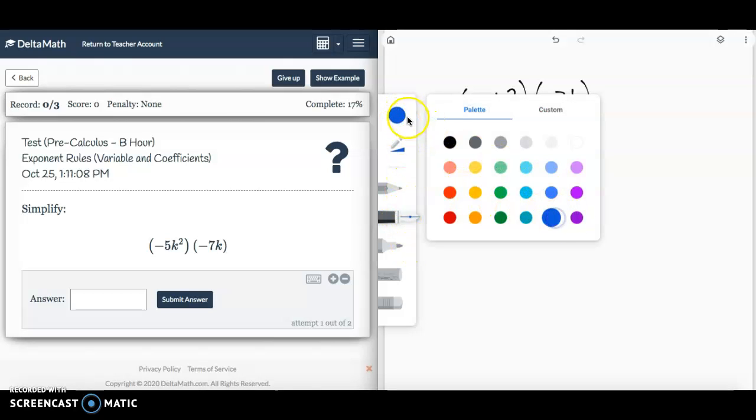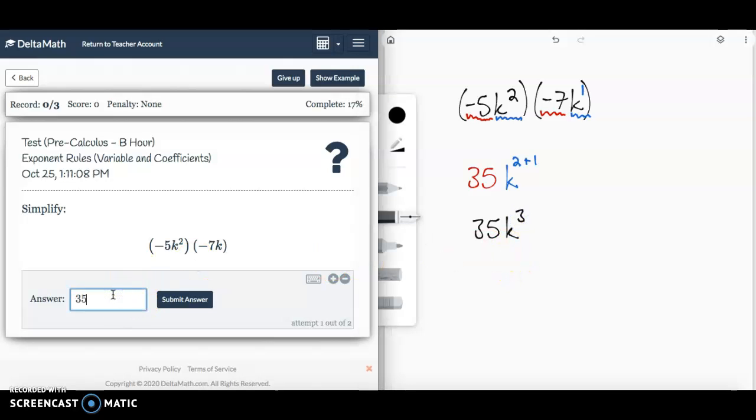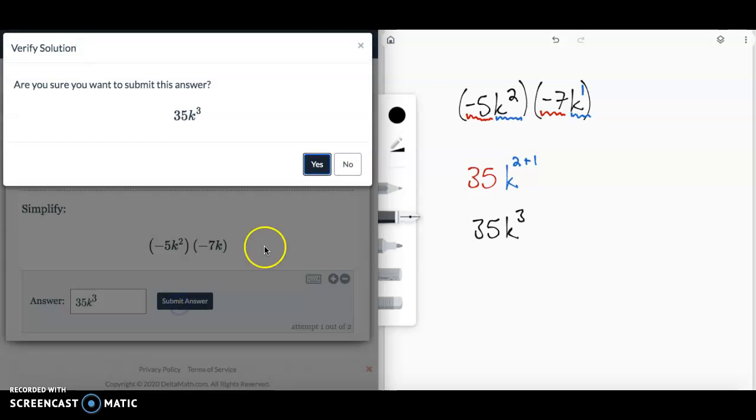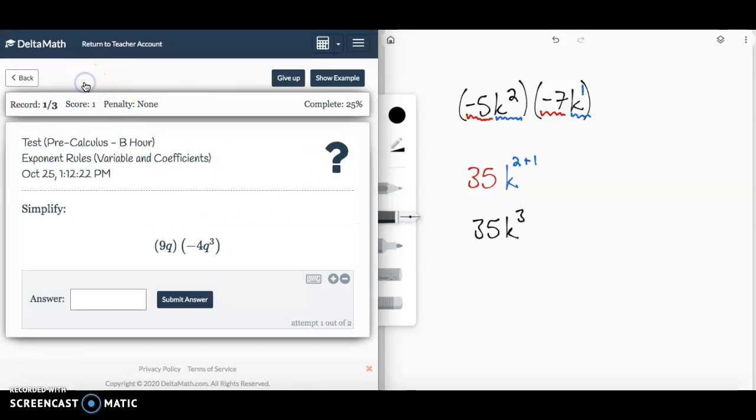And then, since I have exponential expressions, so this is a k squared and another k, since they both have the same base k, I can think of them as k to the, and then I add their exponents. Remember, there's a secret exponent of 1 up there, so 2 plus 1. And so my final answer would be 35k to the 3rd power. You don't need to write out all of this stuff sometimes. You can develop really good shortcuts in your head for doing it, but I just like to show my work. Multiply coefficients and add the exponents. Lovely.